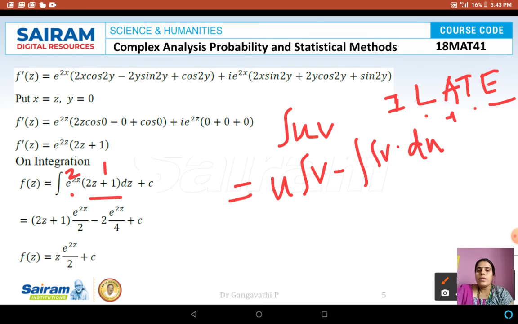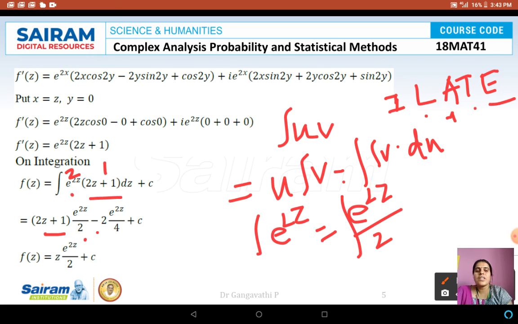Now look at this. The first function is 2z plus 1, keep it as it is. Integral of e to the power of 2z is e to the power of 2z by 2, minus, with this minus, this minus. Now, integration of v we have already found, the same thing you have to write. When we integrate e to the power of 2z for the first time, it is going to be e to the power of 2z by 2. And when we do the integration again, it is e to the power of 2z by 2 into 2, which becomes 4.